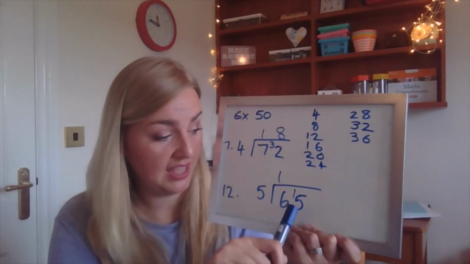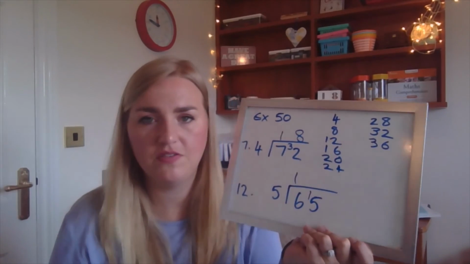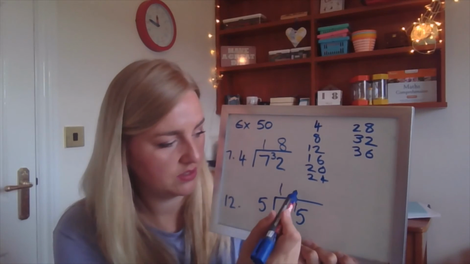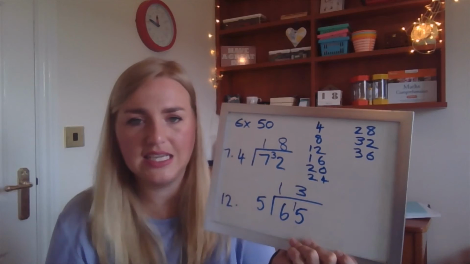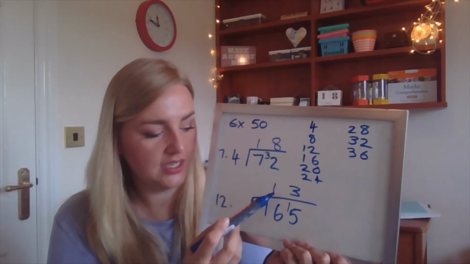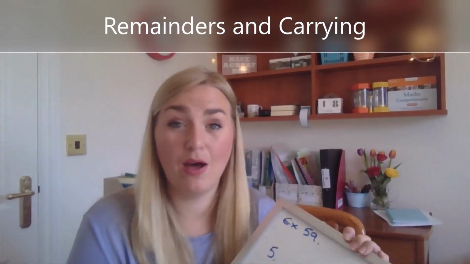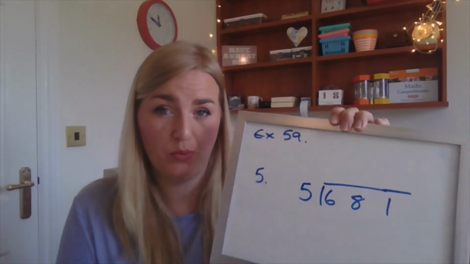So we now have here, not 5, but 15. So how many times does 5 go into 15? 5, 10, 15. It goes in 3 times. So 65 divided by 5 is 13. You could check, is 13 times 5, 65. So now we're thinking about carrying into the next column and remainders. So this is really tricky now, boys and girls.